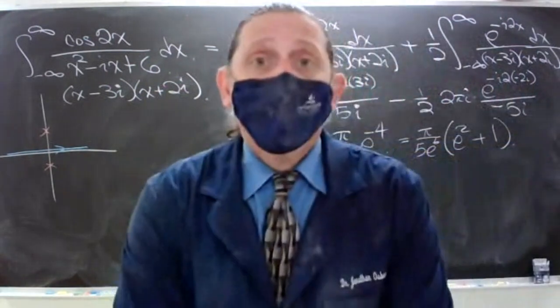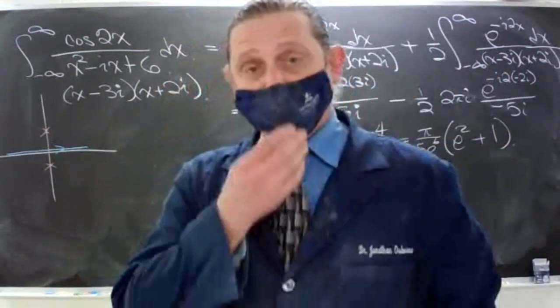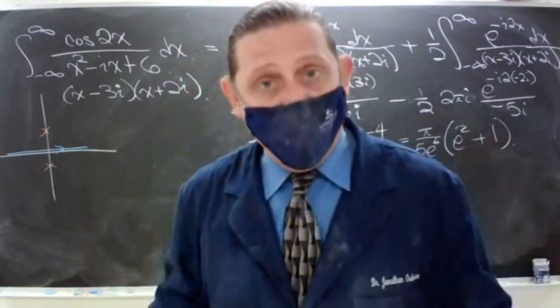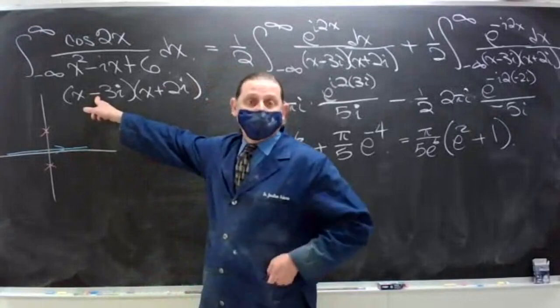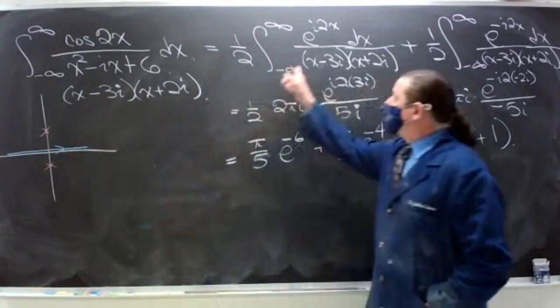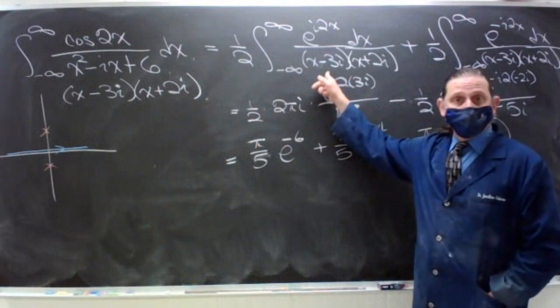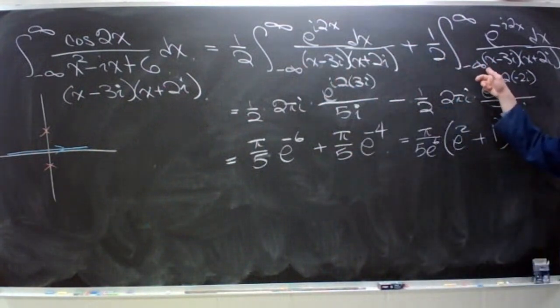Now, notice that if both of the poles had been, for example, in the lower half plane, so suppose that instead it had been x plus 3i, x plus 2i, this integral would have been 0. Okay? So this one wouldn't. This one you'd pick up both of the poles.